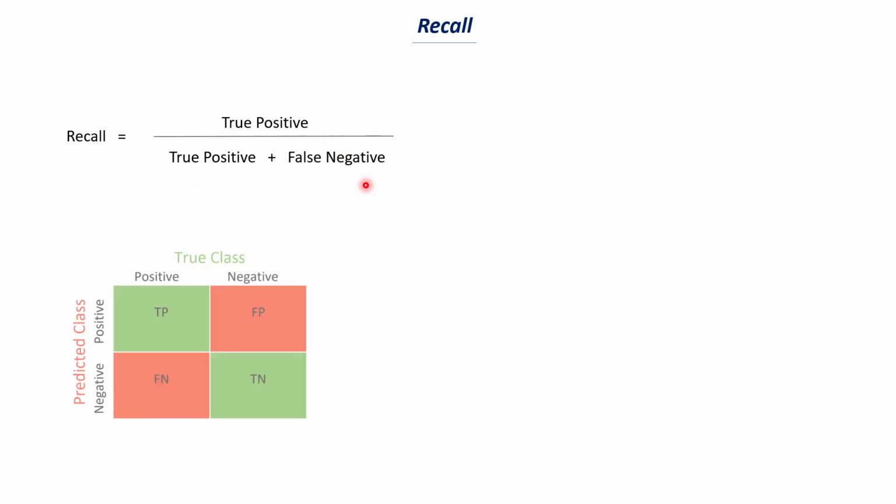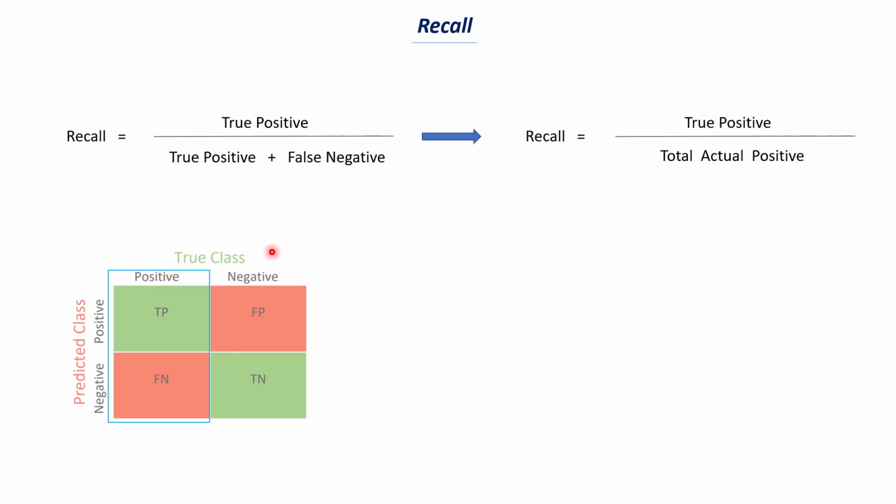Again, we are going to the confusion matrix image that we have, and we know that this axis represents my true class or the actual values, and this y-axis represents my predicted class, positive and negative. Now let's try to group this true positive and false negative. If we draw a line here, what this basically means is the total number of data points that are positive in the true class. So we can write this as recall is equal to true positive divided by total actual positive.